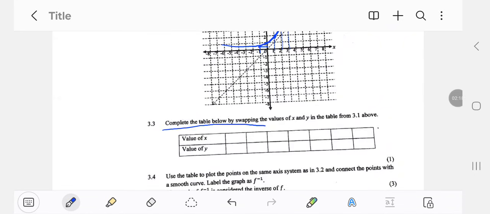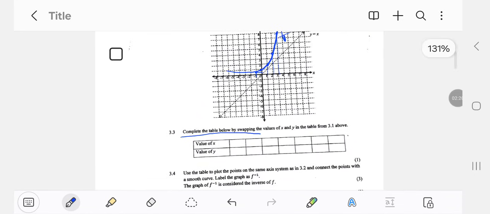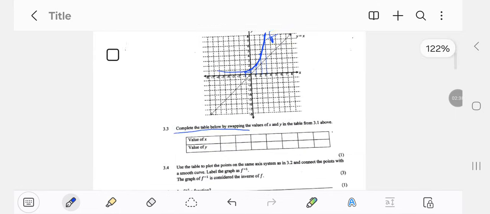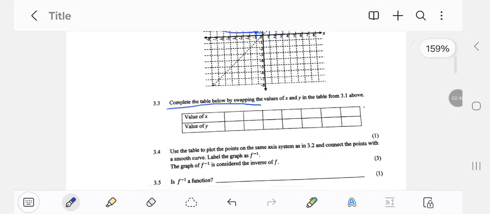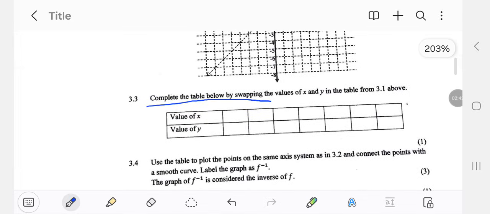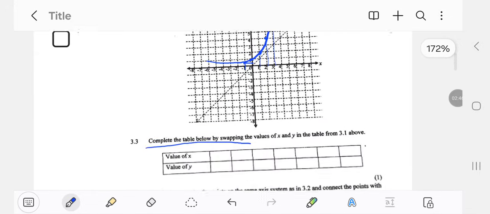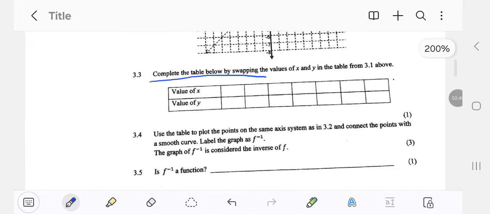Complete the table below by swapping. So we are swapping the values: x becomes y, and y becomes x. Just like that. Let's go to the table. Under x we will write the y values, the x values from the previous table, I remember minus 3.